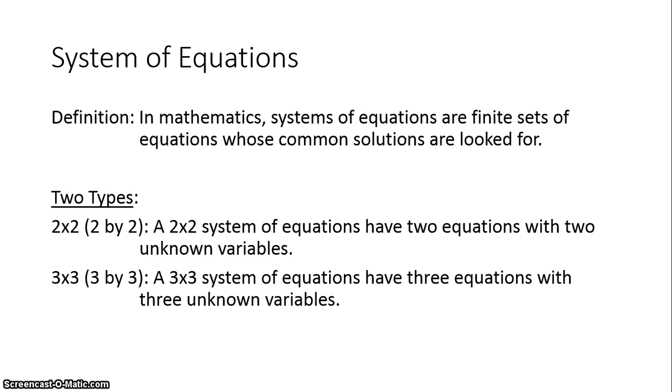Graphically speaking, a solution is where they cross on a graph. You have two lines on a graph. Where they cross would be the solution to your system of equations. We have two types we're going to look at: a 2x2 system of equations, which basically has two equations and two unknown variables, and then a 3x3, which has three equations and three unknown variables. Right now we're going to focus strictly on a 2x2 system, and we'll get on to 3x3 sometime next week.